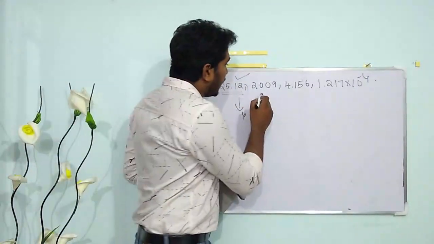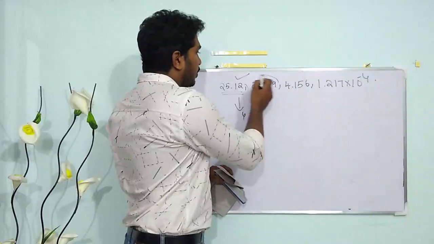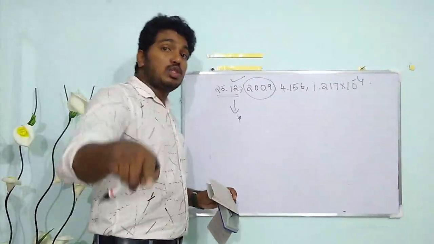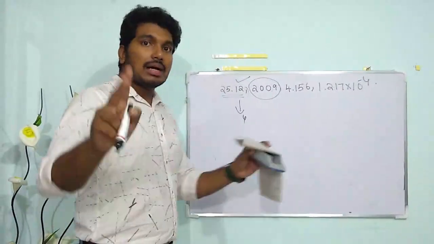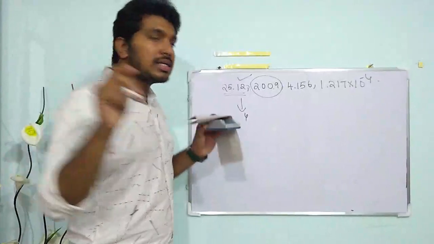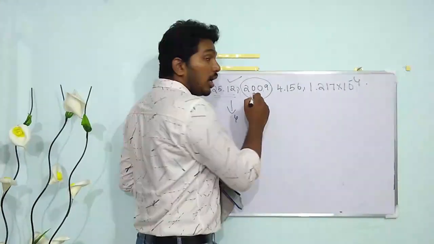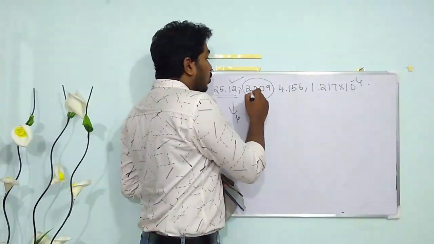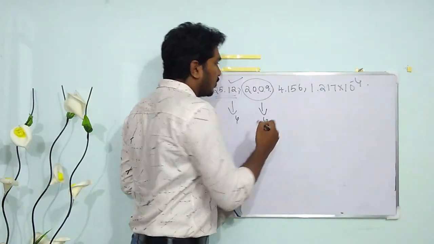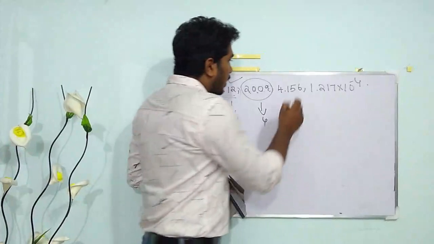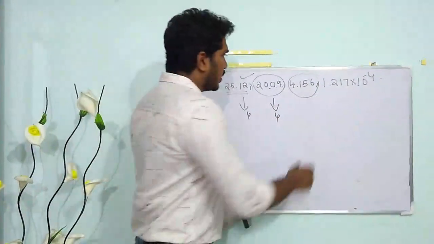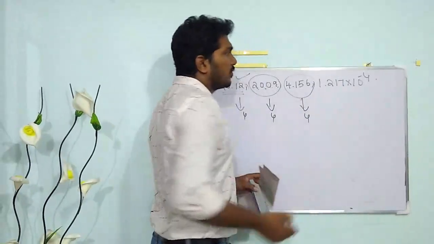Fine. And here there are 2 zeros in this number. Another rule is that zeros which come between 2 non-zero numbers are significant. So here how many significant figures are there? 2, 0, 0 and 9. So 1, 2, 3, 4. Again 4 significant figures are there. Now the next one, again all are non-zero numbers. So how many significant? 4 significant figures are there.